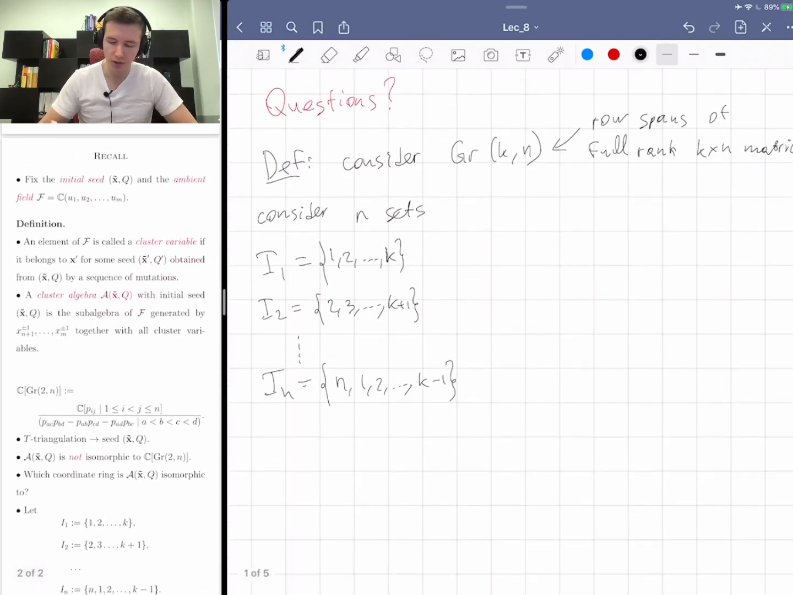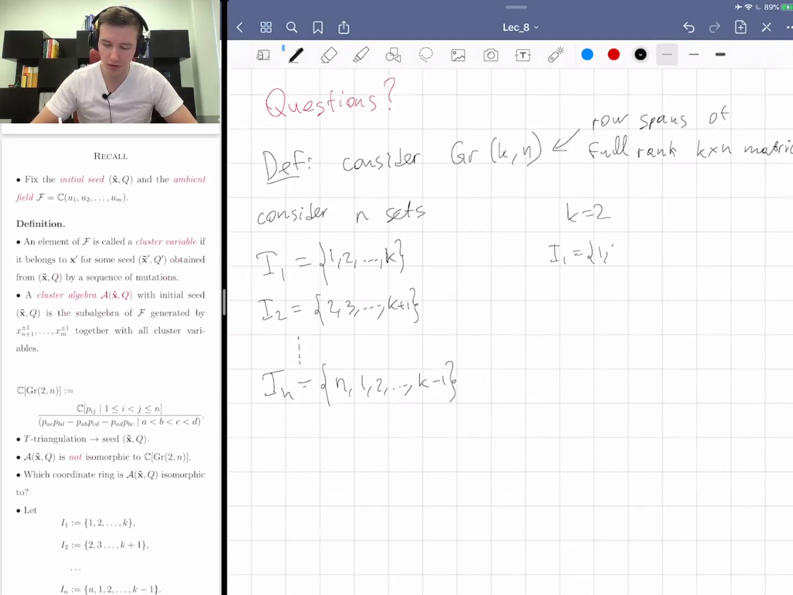Okay, and so for the case k equals 2, I_1 is 1, 2. I get 1, 2, then 2, 3, etc., up to n minus 1, n, and the last one is going to be n, 1. So these are exactly the labels of the sides of a polygon.